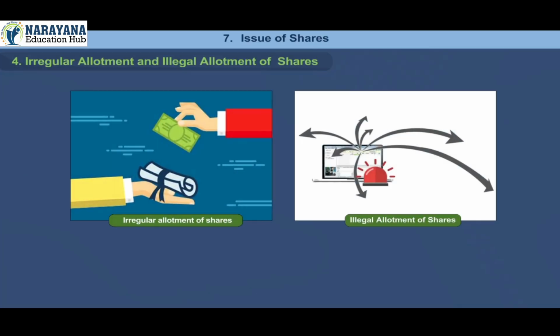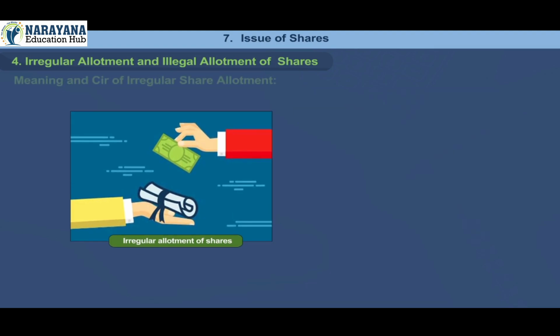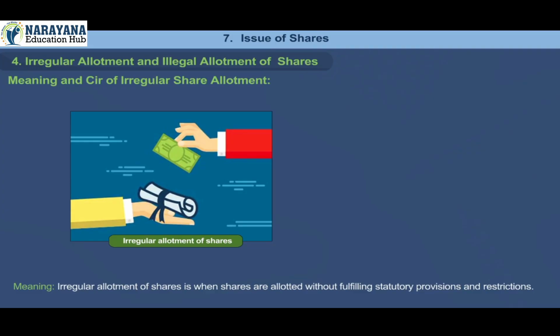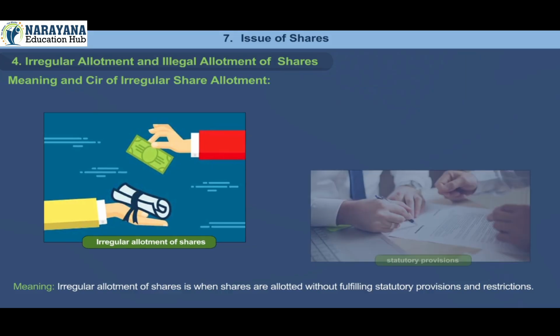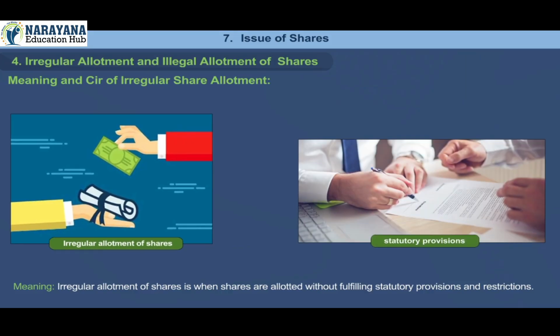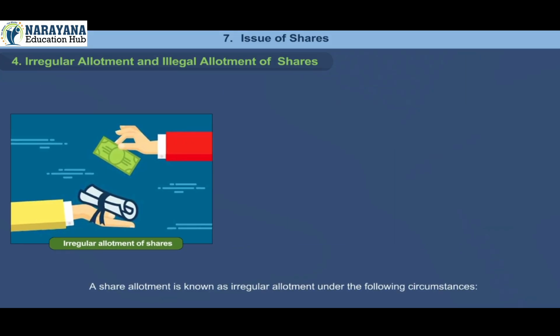Irregular and illegal allotment of shares. Meaning and circumstances of irregular share allotment. Meaning: irregular allotment of shares is when shares are allotted without fulfilling statutory provisions and restrictions. A share allotment is known as irregular allotment under the following circumstances.